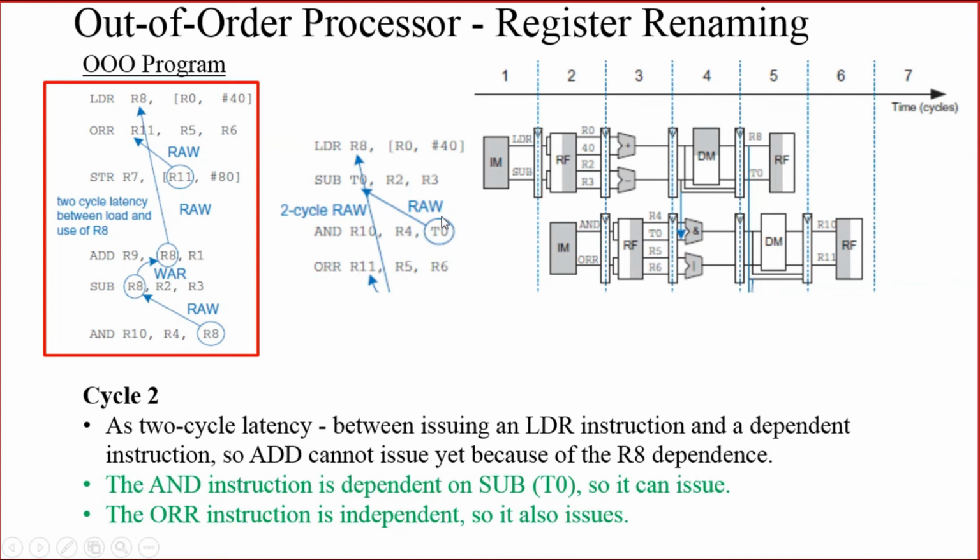Because and is dependent upon T0, and T0 was available in the previous cycle. Or is not at all dependent upon any of the previous registers, so or also can be executed. So and and or will be executed in the second cycle.